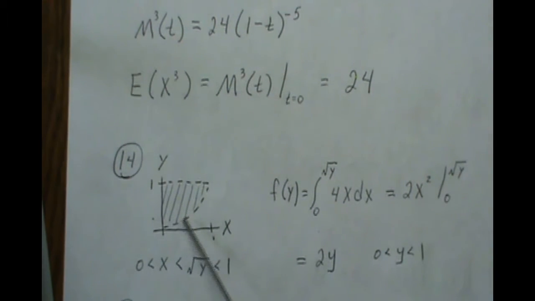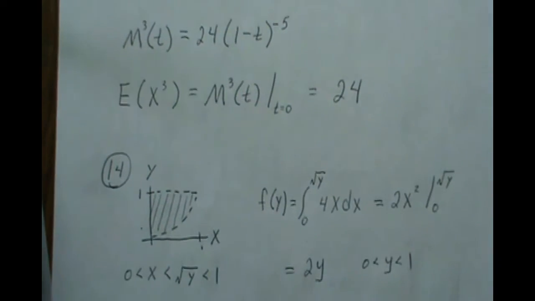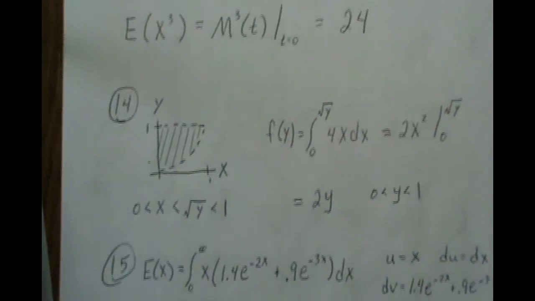So we're up here. So to find the marginal of y, we have to integrate out x. So we go from 0 to the square root of y. So here's our joint. Take the antiderivative, evaluate it at its limits, we get 2y, and y is between 0 and 1.